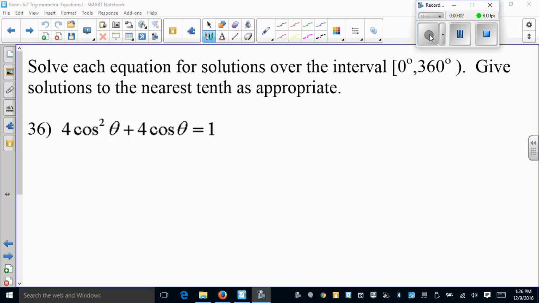Okay, we're on 6.2, part 2, trig equations. On this one, we are to solve each equation for solutions over the interval of 0 degrees to 360 degrees. Give solutions to the nearest tenth as appropriate. So we have 4 cosine squared of theta plus 4 cosine theta equals 1.